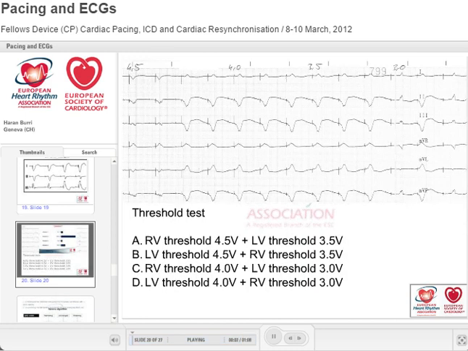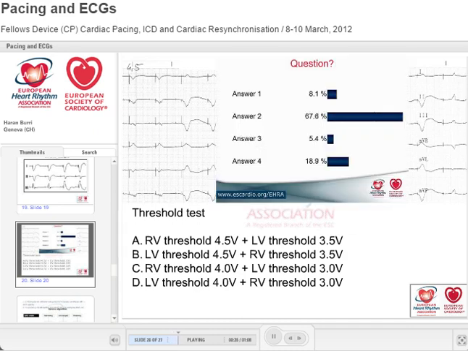So, I'll make you think now. For the purposes of this exercise, please consider this 4.0 to be here when you have a change in QRS morphology. So I want you to look at this. This is a threshold test. We're starting off at a high threshold and simply reducing the threshold amplitude. And what I want you to tell me is what is the right ventricular threshold and what is the left ventricular threshold. So think about this. You can start voting.